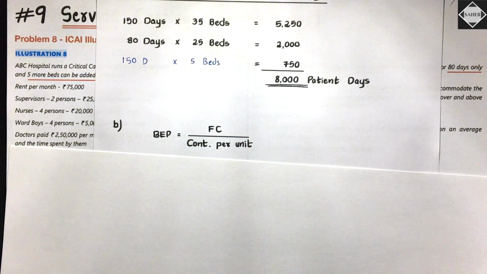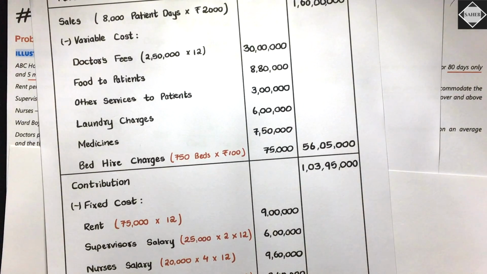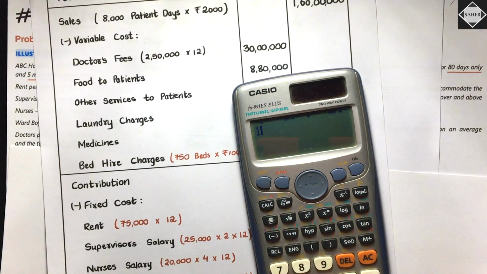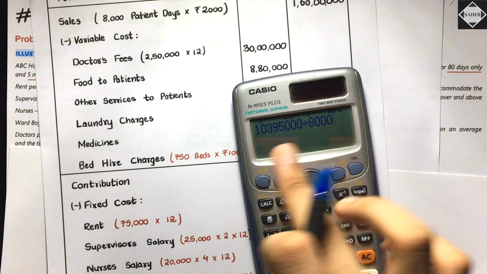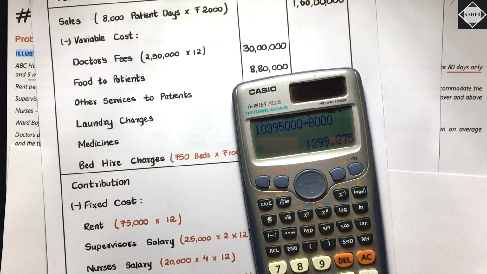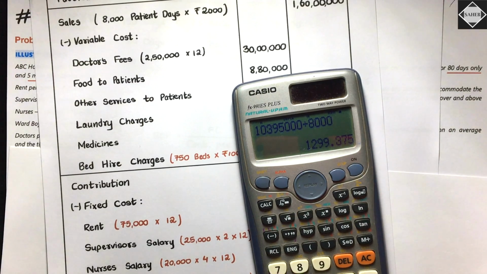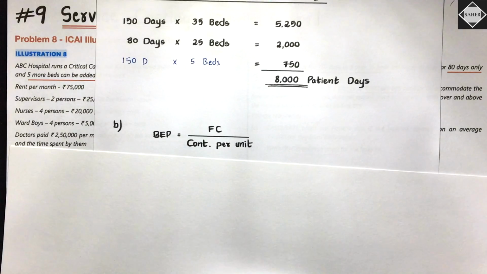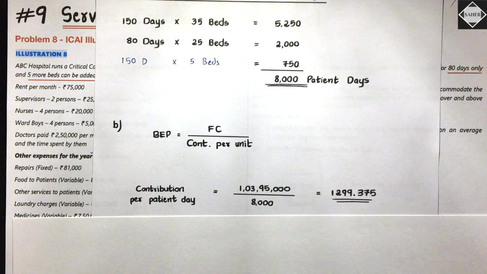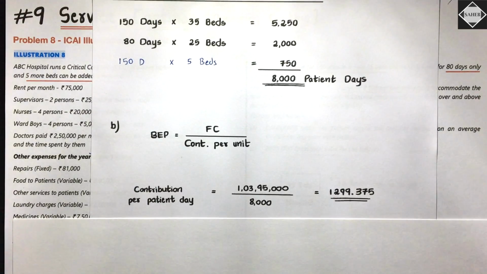But do we have contribution per unit? No. But we have contribution, no? Contribution we have is, see, 1,03,95,000. So just take that. 1,03,95,000 divided by 8,000 patient days. Contribution divided by units I'm doing. So that is equal to how much? Contribution per unit 1299.375. Is it clear? This is contribution per unit. We have found out. It's really simple. Contribution per patient day, per unit. We did this. We got the contribution per unit. Is that clear? So now we can use the BEP formula.